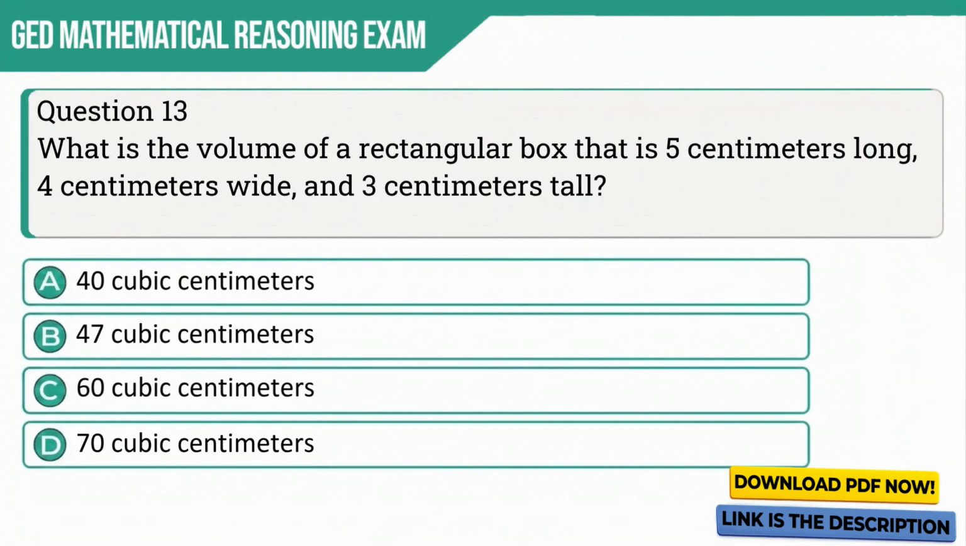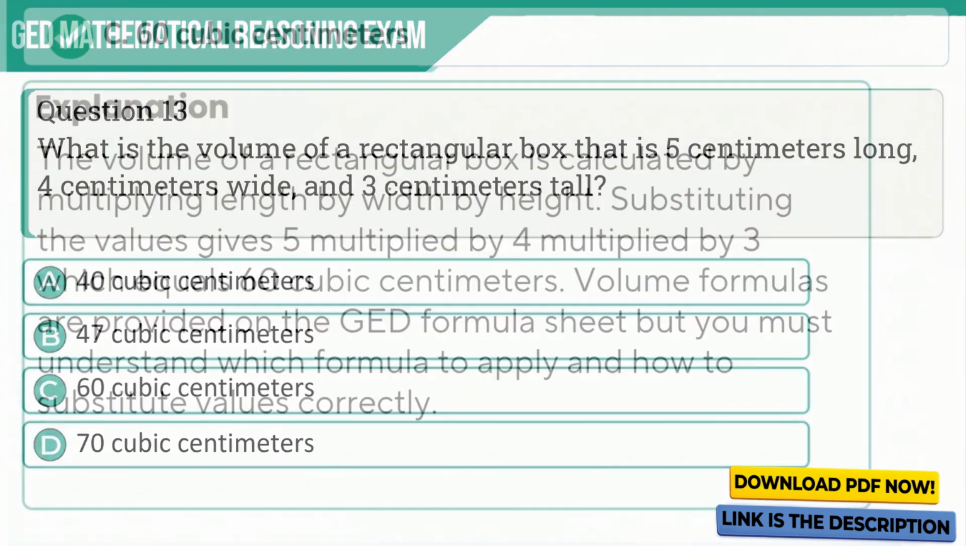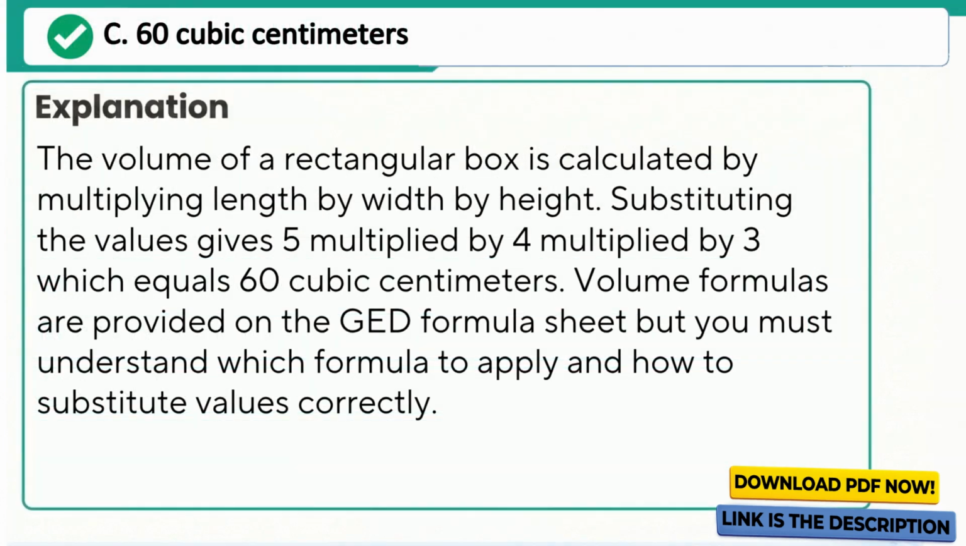Question 13. What is the volume of a rectangular box that is 5 centimeters long, 4 centimeters wide, and 3 centimeters tall? A. 40 cubic centimeters. B. 47 cubic centimeters. C. 60 cubic centimeters. D. 70 cubic centimeters. Correct answer, C. 60 cubic centimeters.